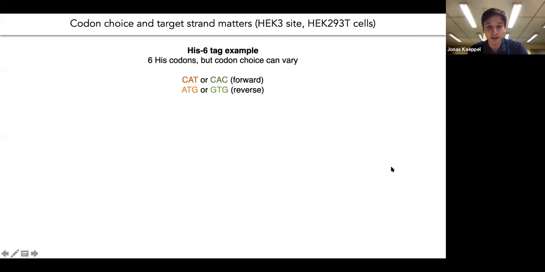And I can show you this for one specific example, which is the His6 tag. So it's a common tag used for protein purification, and it consists of 6 times the histidine codon. And there are 2 versions of the histidine codon, CAT and CAC. And then you could target the forward or the reverse strand. And if you target the reverse strand, you could use the reverse codons ATG and GTG.